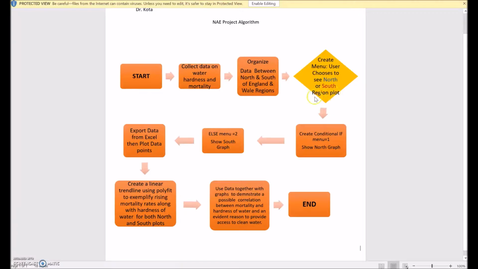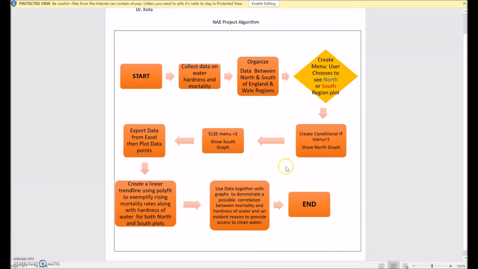If the user chose option 1, which was north, they would be shown a graph representing the relationship between water hardness and mortality, and vice versa if the user chose south. After that, we exported the data from Excel in order to plot the data points, and then we created a trend line using polyfit to exemplify rising mortality rates along with hardness of water for both north and south plots. And finally, we used the data together with the graphs to demonstrate the possible correlation between mortality and hardness of water, and an evident reason to provide access to clean water.